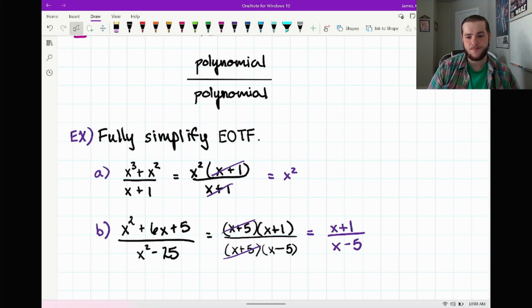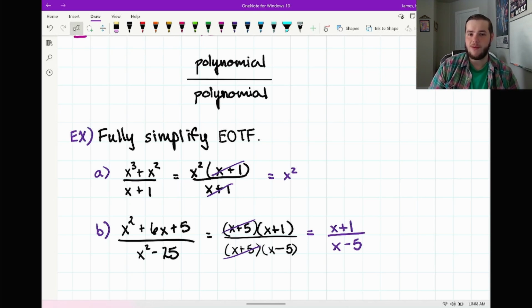In part B, something similar happens, but this time I've got to factor both the numerator and the denominator. In the numerator, I get x plus 5 times x plus 1. In the denominator, I have a difference of squares, x plus 5, x minus 5. And now I have an x plus 5 top and bottom that can cancel.